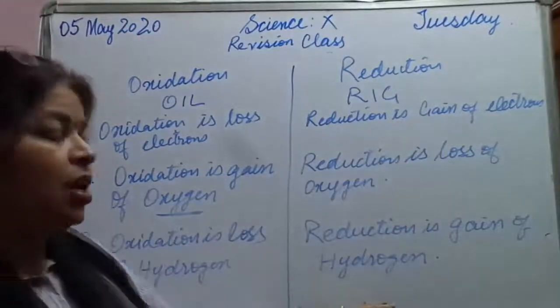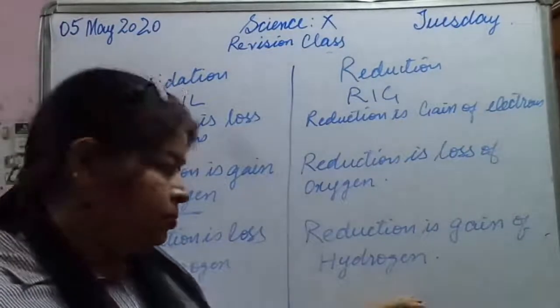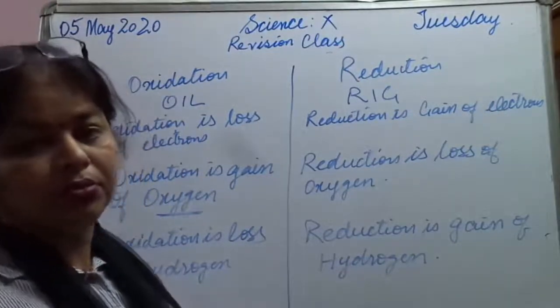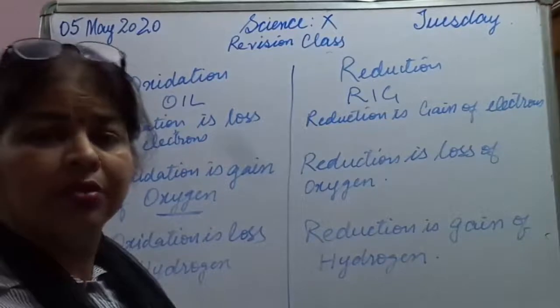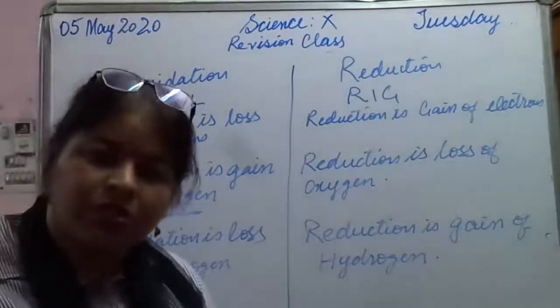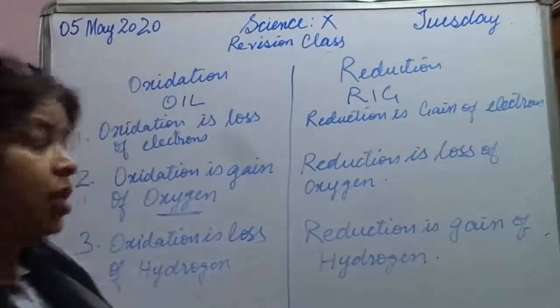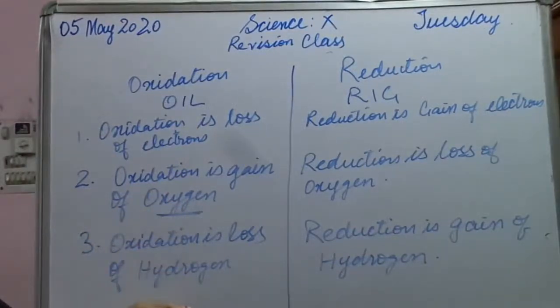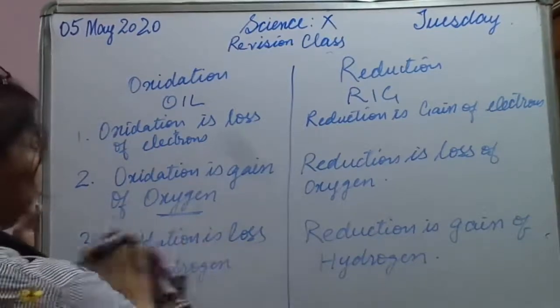And if hydrogen is added, then we say reduction is taking place. Okay, so addition of oxygen and removal of hydrogen is oxidation. Removal of oxygen and addition of hydrogen is reduction. So let us see some examples over here.